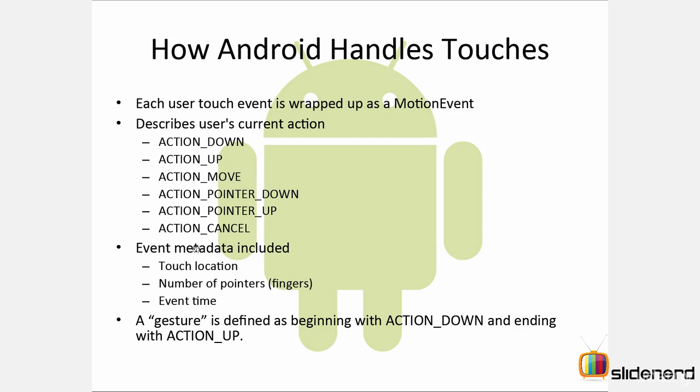Now each pointer that you have, like I said, has the touch location, which is basically the X and Y coordinates, the number of pointers that you can have, that is the fingers that you have, and the event time out there. Now a gesture is defined as beginning with ACTION_DOWN and ending with ACTION_UP. Whether you fling the screen, whether you swipe the screen, whether you drag the screen, whatever you do, you put your finger on the screen and then you lift your finger up, and that is why ACTION_DOWN to ACTION_UP is considered to be a single gesture.